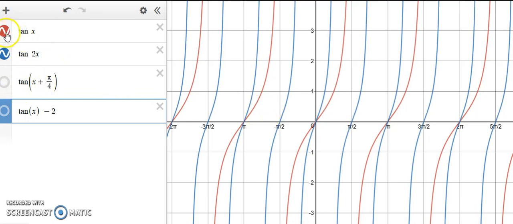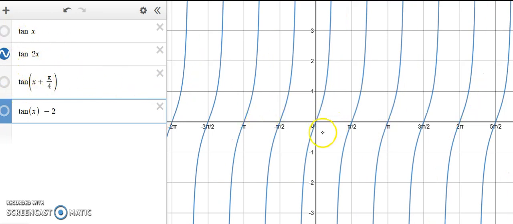Okay, so there we have it. Let's take out the tangent one so we can see a little bit better. Now look at how much more narrow this is. It looks like it's taller and skinnier, but it's actually the period that's changed. So look at where our asymptotes would be now: negative pi over 2 and positive pi over 2.